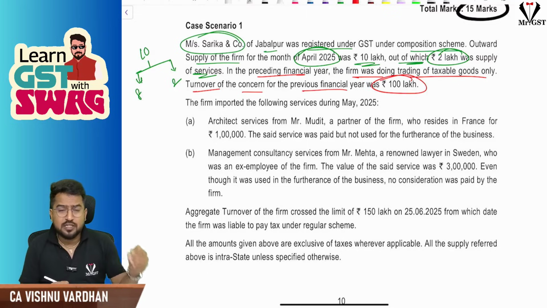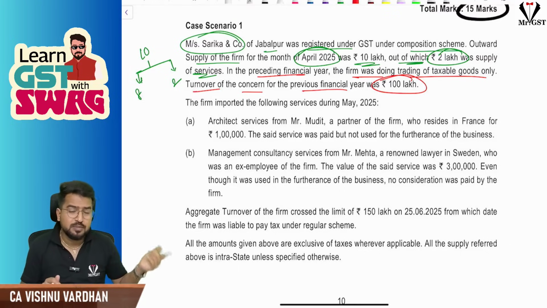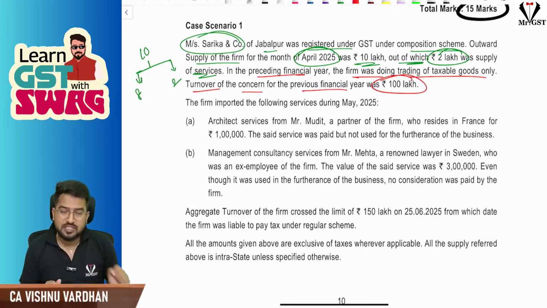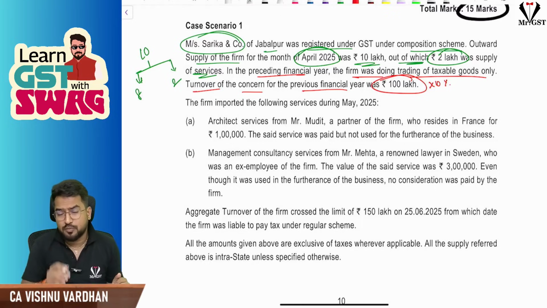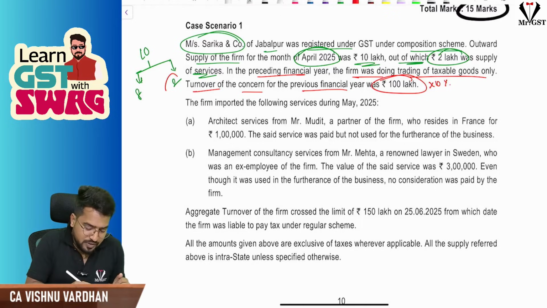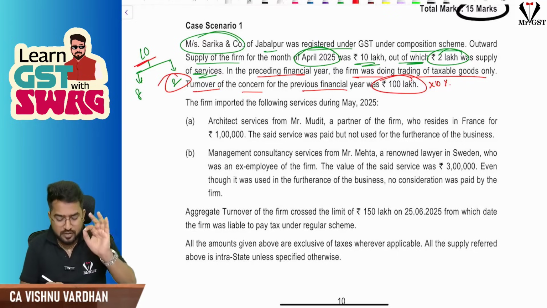If you remember, a composition scheme dealer can provide marginal supply of services up to 10% of the preceding financial year turnover, or 5 lakhs, whichever is higher. Here, 100 lakhs into 10% gives you 10 lakhs. So 10 lakh worth of services you can provide, 10 lakhs or 5 lakhs, whichever is higher. Here you are providing only 2 lakhs, very much within the limit. So this 10 lakh turnover is absolutely fine.